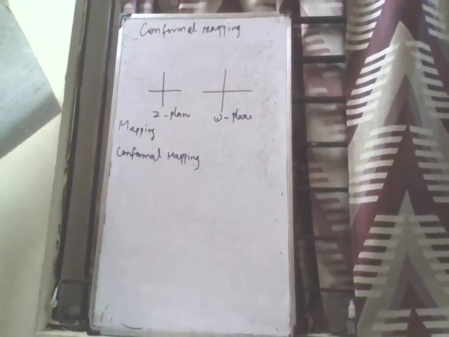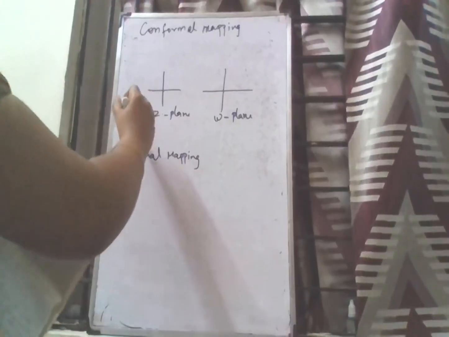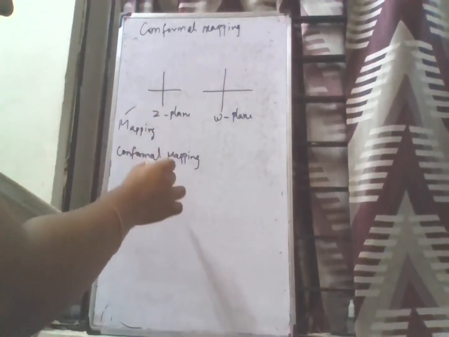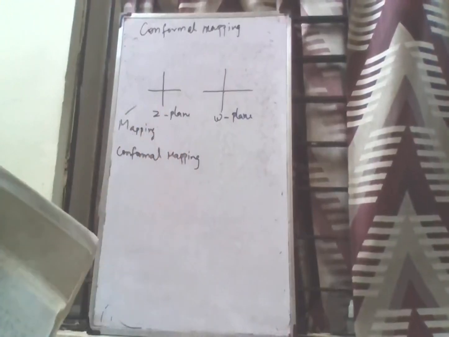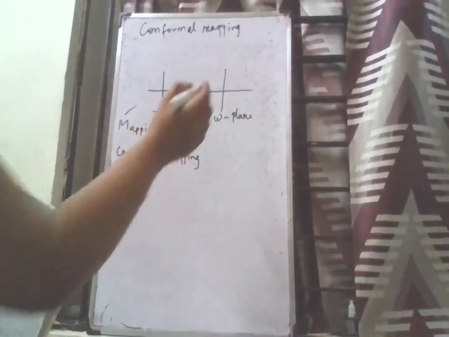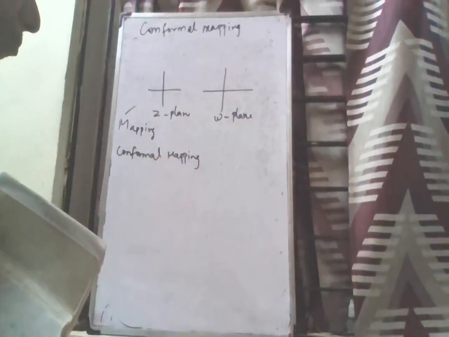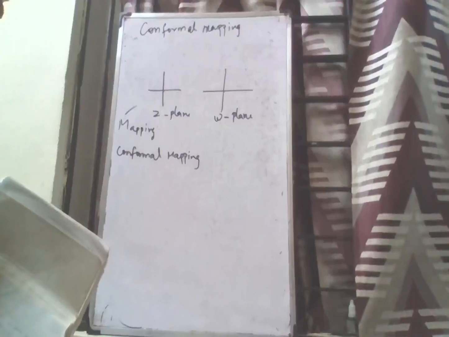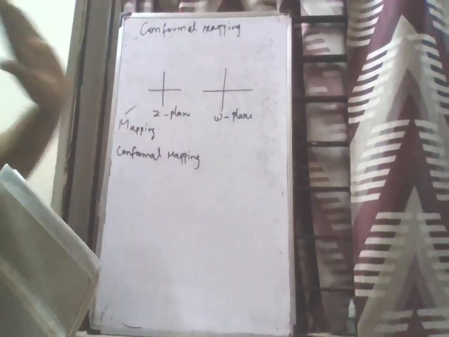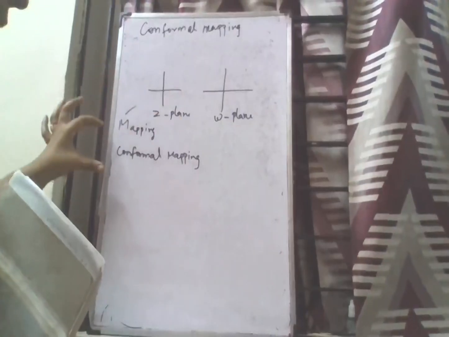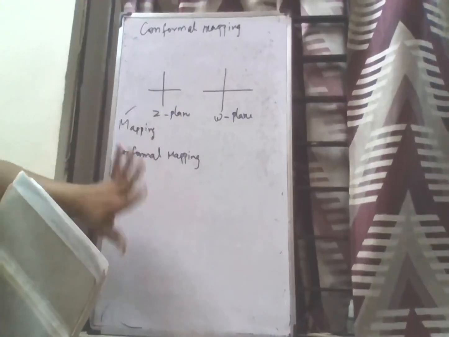Before that, we must know what is mapping. Already I have given you here. We'll see what mapping is, and then we'll go for conformal mapping. For that, I have drawn the graph, Z plane and W plane over here, because without a graph we can't explain anything for you. So first of all, what is mapping? And then we'll see what we mean by conformal mapping.